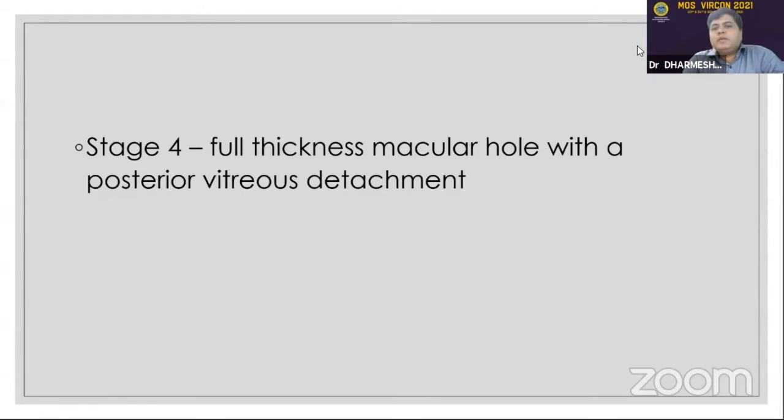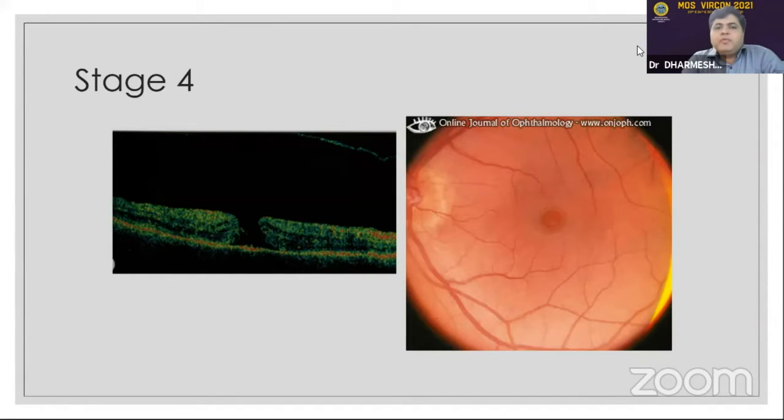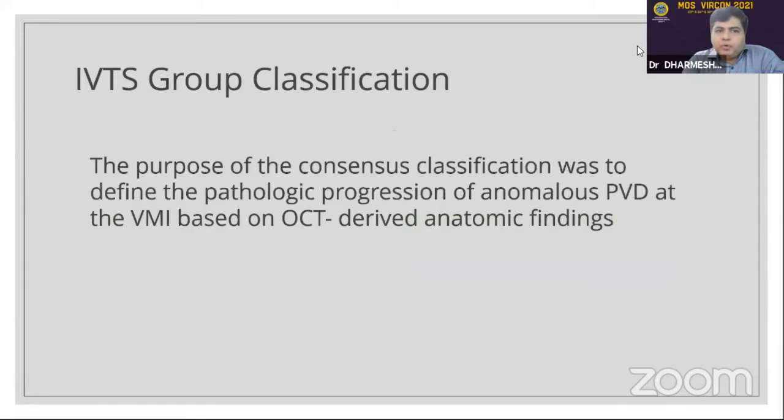And in stage 4 there is a full thickness macular hole with posterior vitreous detachment. So there is a total PVD, and then the full thickness macular hole is stage 4.